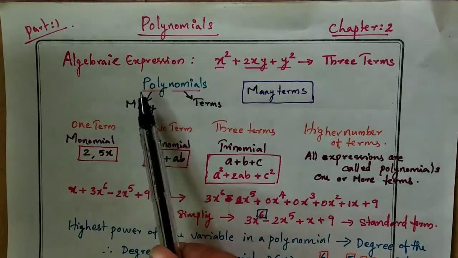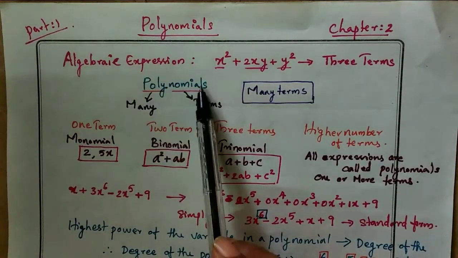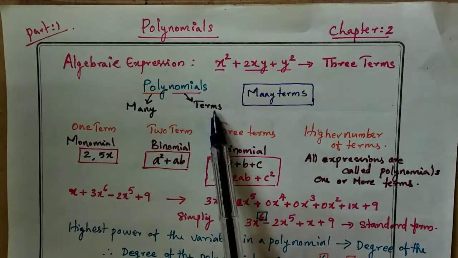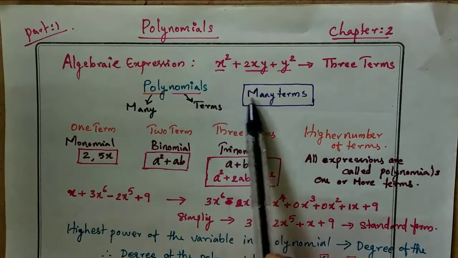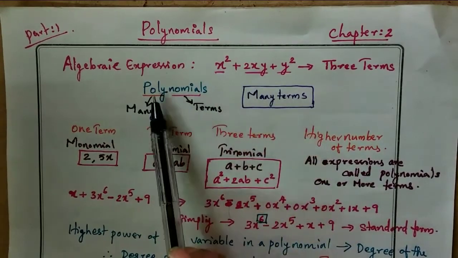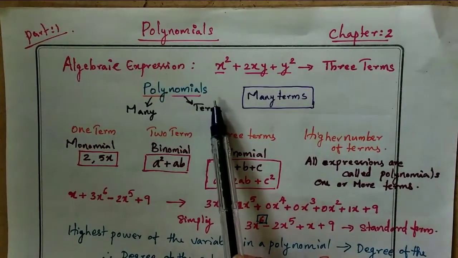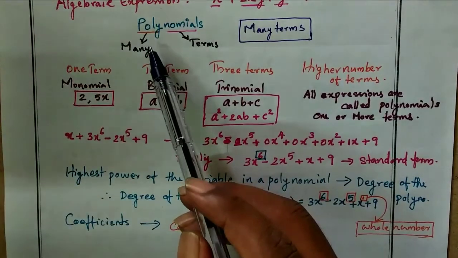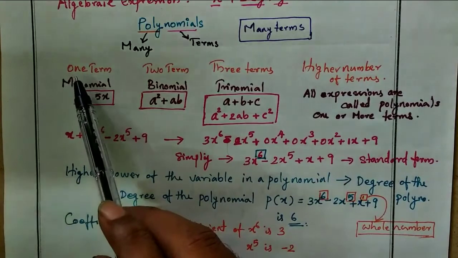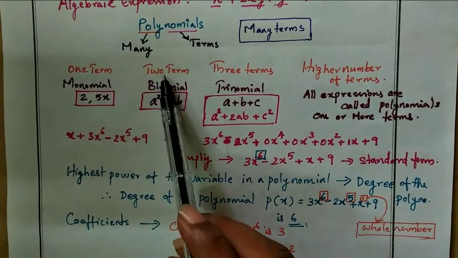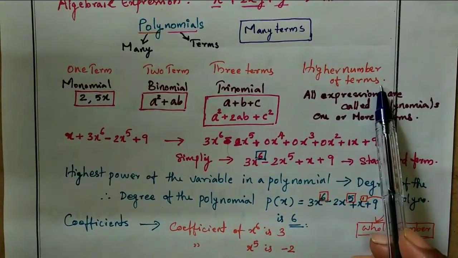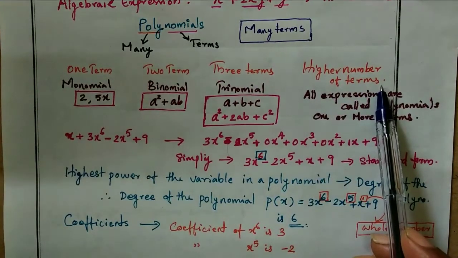And let us start the new concept, polynomial. What is meant by polynomial? Poly means many, nomial means terms. So the meaning is many terms. That means an expression that contains many terms is called a polynomial. Here we have many types of polynomial. One is one-term polynomial, two-term polynomial, three-term polynomial, and higher numbers of terms. That is also a polynomial.